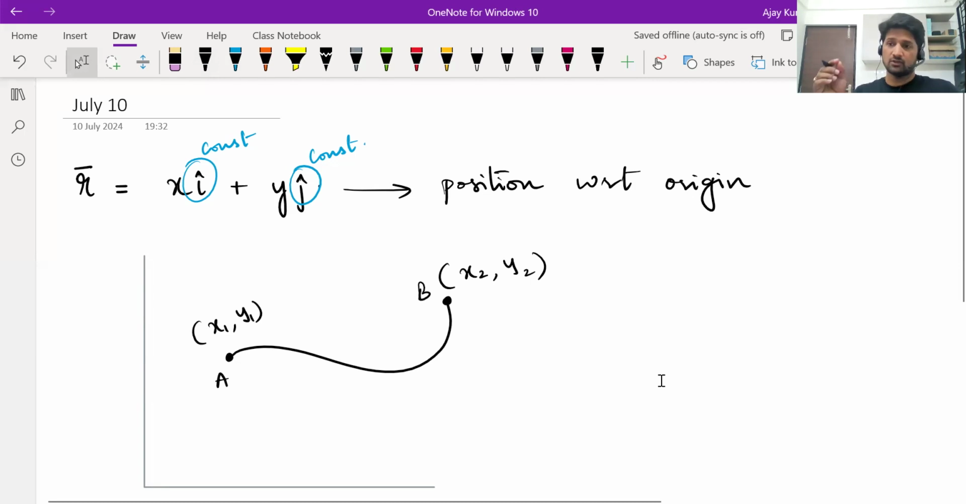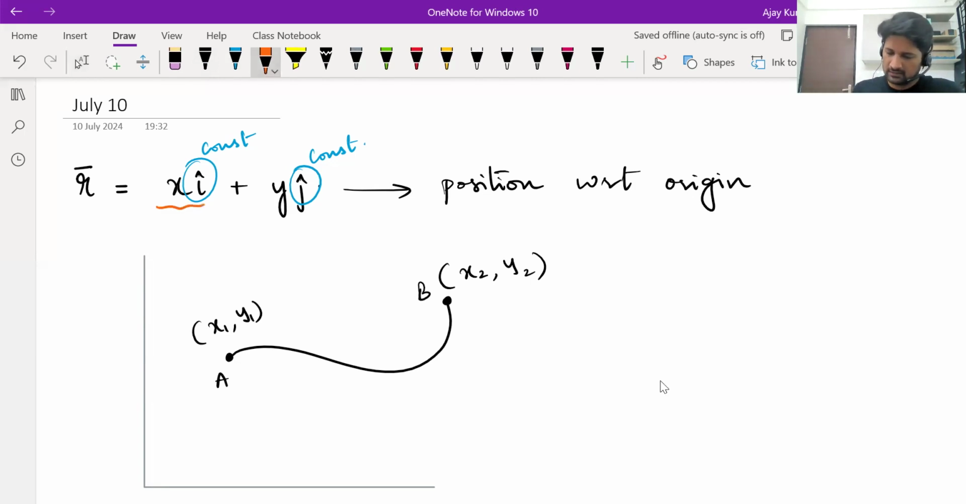Means the x component of the position vector, see this part is the x component of position vector along x-axis. This part is the y component, that is its component along the y-axis. When x coordinate and y coordinate change, then the x component of the position vector and y component of the position vector will change.